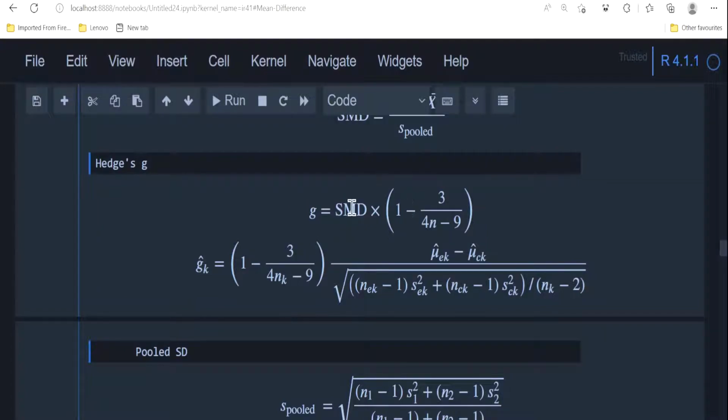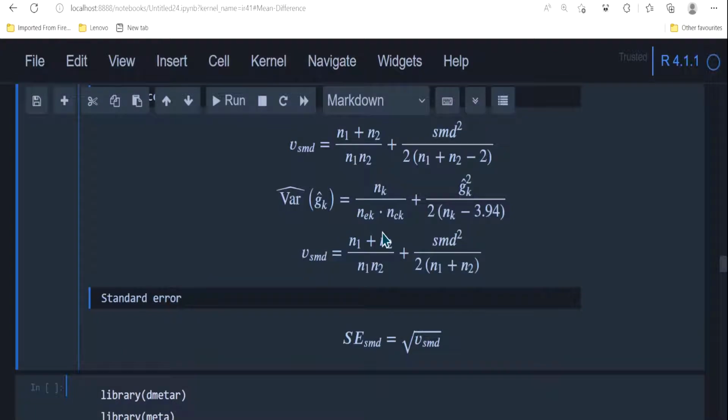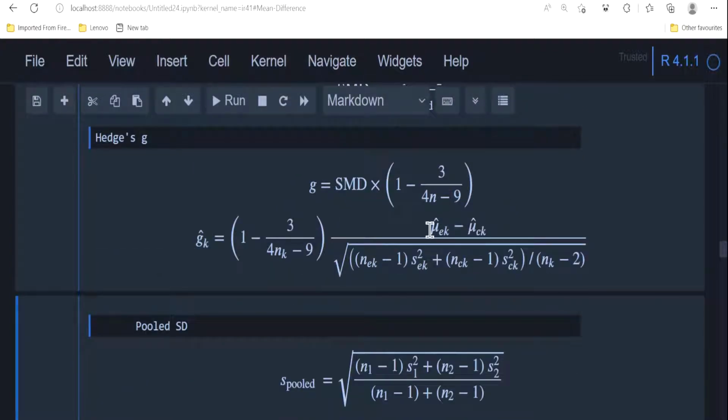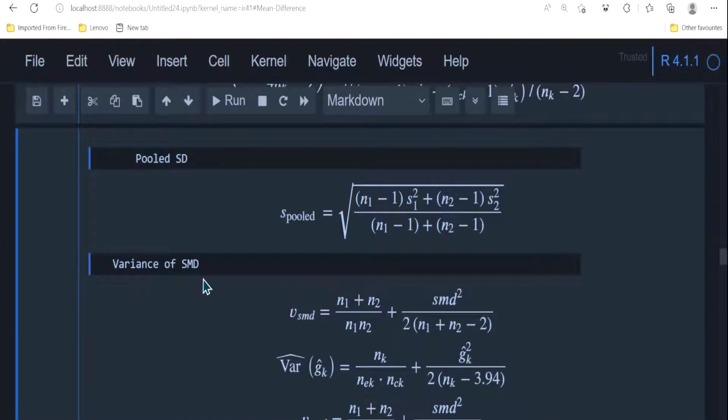Sorry, I'm replacing the equation. Markdown. So the way you calculate your standardized mean difference is you subtract mean 2 from mean 1, that means the experimental group minus the control group, divided by the pooled standard deviation, and times this Hedges' correction factor. Then you get Hedges' g. The pooled standard deviation is, as I have already shown you, in this equation. The other thing we need is the variance of the standardized mean difference.